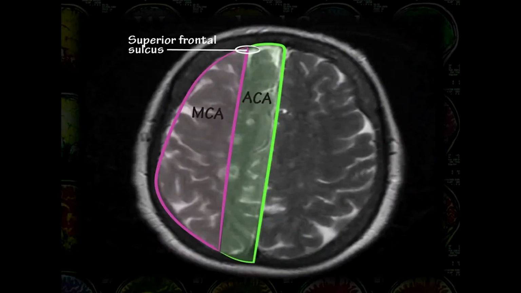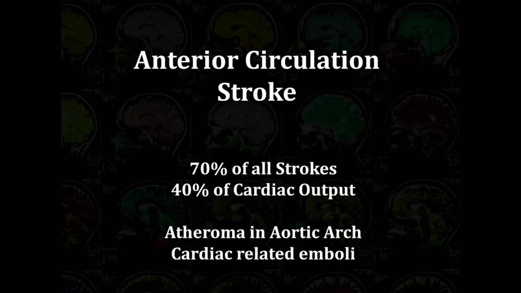And here's a great example of a CT scan showing specifically the superior frontal sulcus. You can see the middle cerebral artery and the anterior cerebral artery, where you have overlap in that area. If you have a stroke that is fed by both of those vessels or affects both of those circulation points, that's where you're going to see watershed strokes.